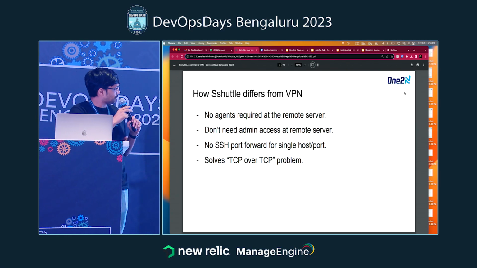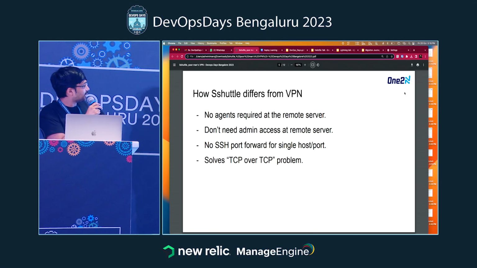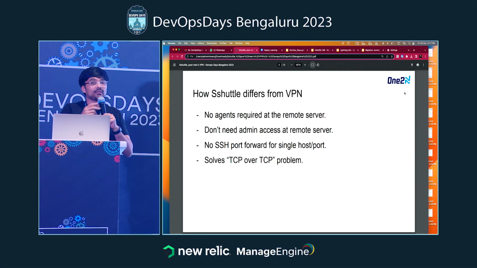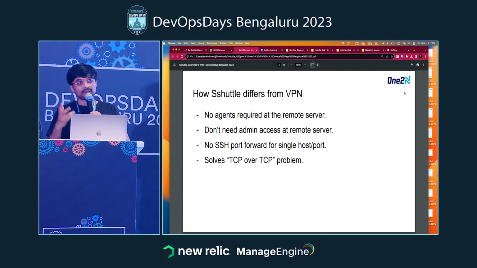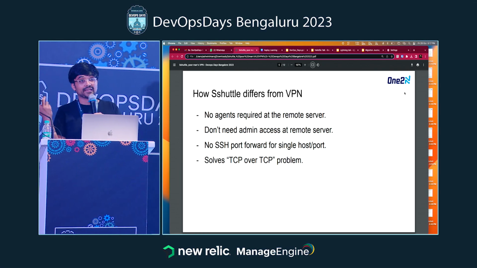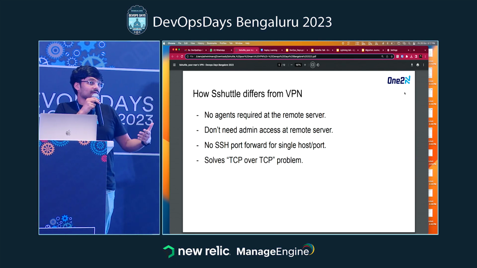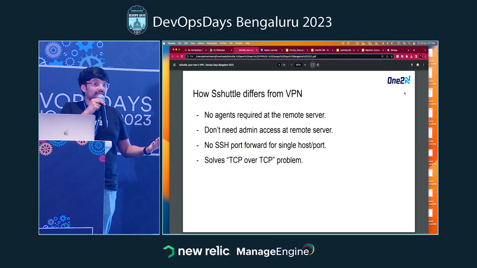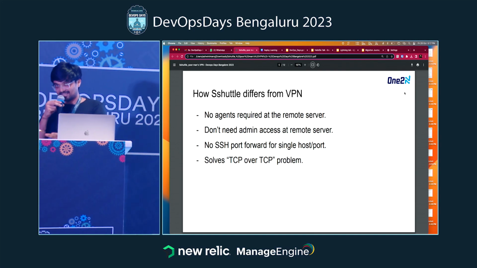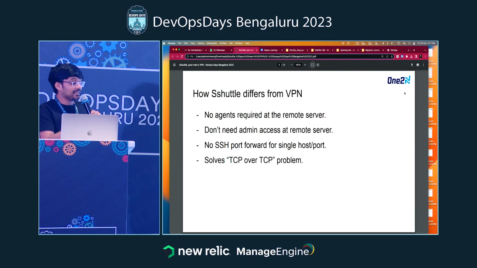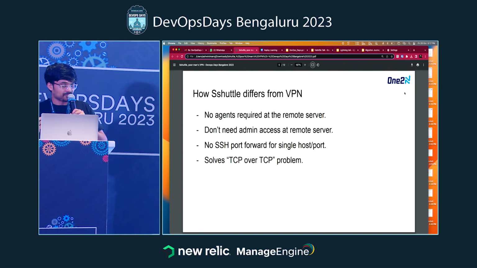So it solves the TCP over TCP problem. What it basically means is that TCP fundamentally relies on packet dropping for the congestion algorithm to kick in. But a lot of OpenVPN setups use packet forwarding, so that will not work if you use it in combination with SSH. Because Shuttle does session forwarding, it overcomes that problem.